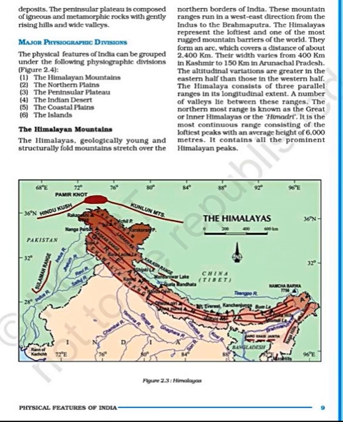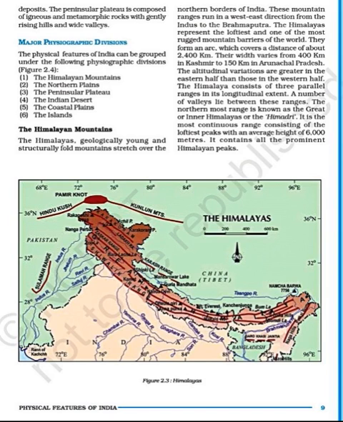Now, the Himalayas, geologically young and structurally fold mountains, stretch over the northern borders of India. So, the map is there on page 9. You can see it in your NCERT book. Okay. So, the Himalayas stretch over the northern borders of India, and run between the Indus and Brahmaputra.